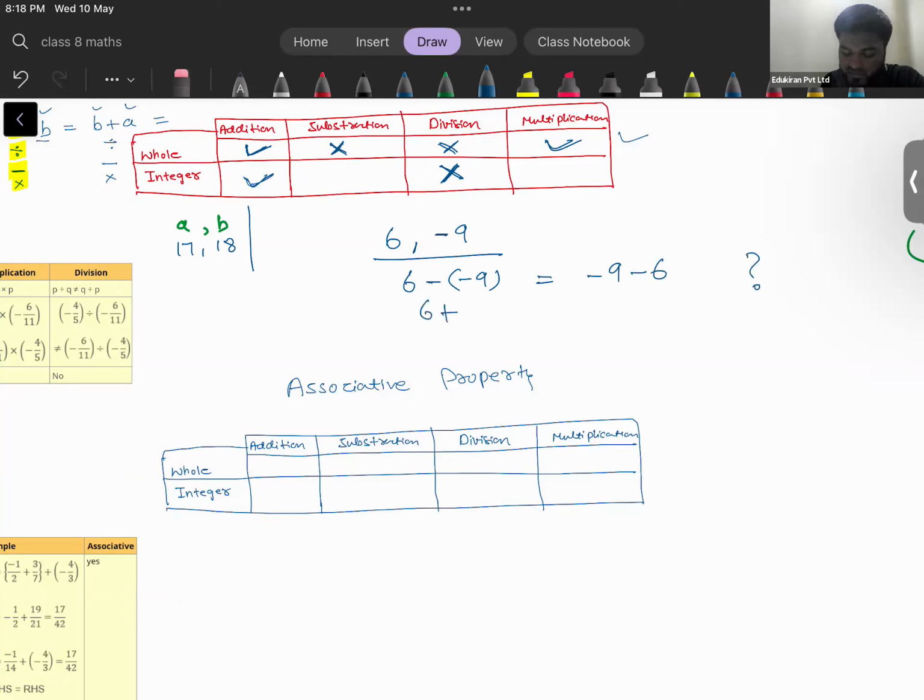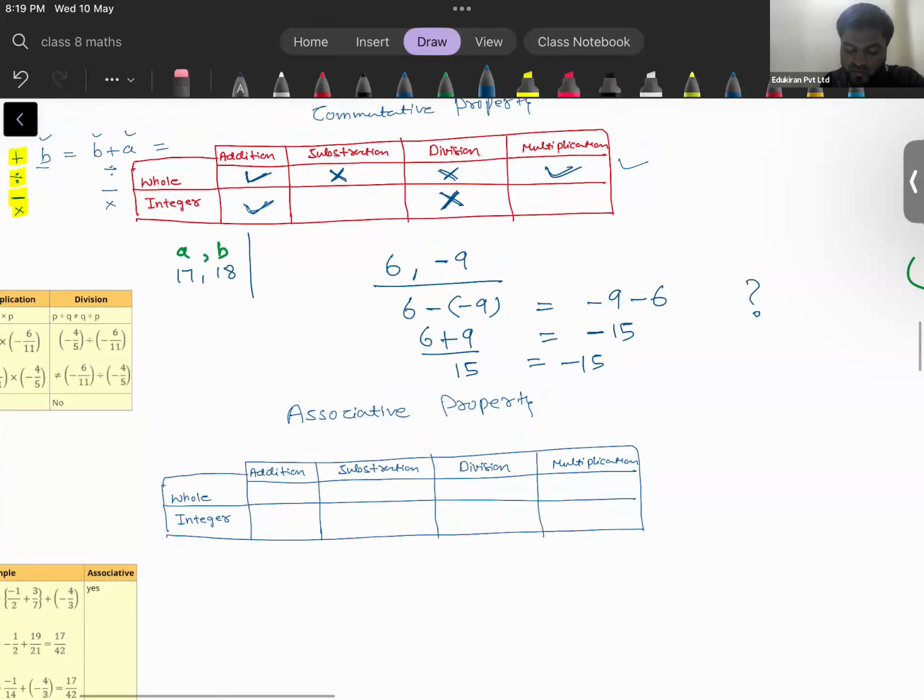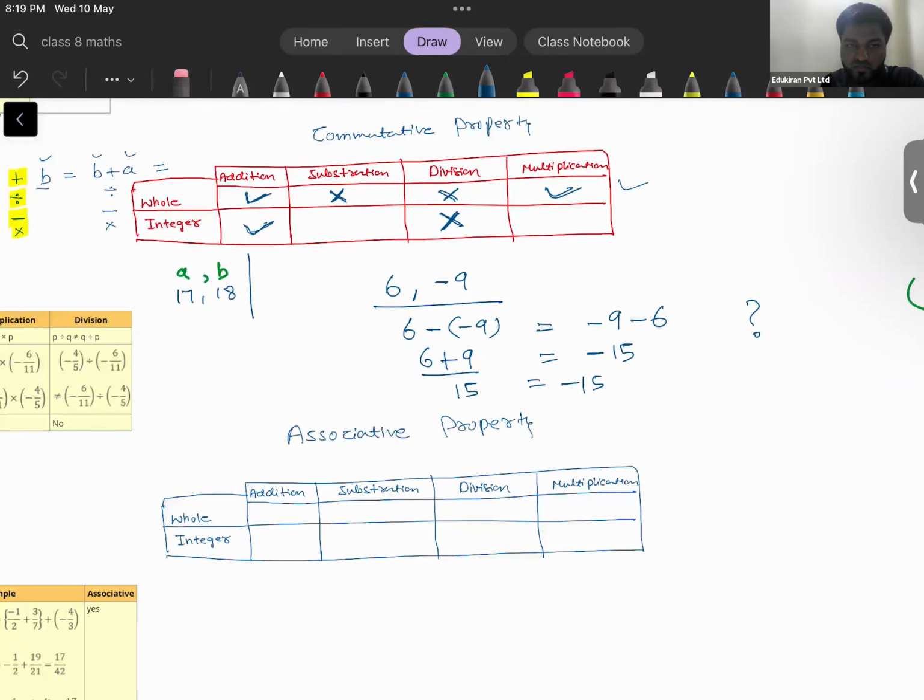So we see that 6 plus 9 will become -9 minus 6, that will become -15, while 6 plus 9 is 15. So we can clearly see that a positive and a negative integer of the same value cannot be equal because they have different signs. So we come to the conclusion that subtraction is not following the commutative property under integers, right?